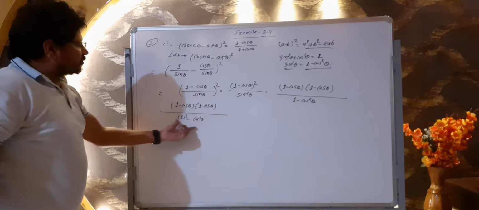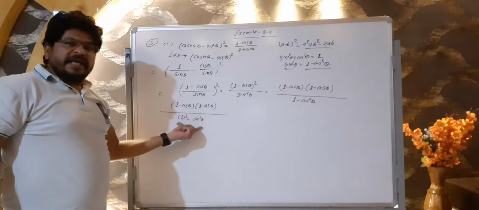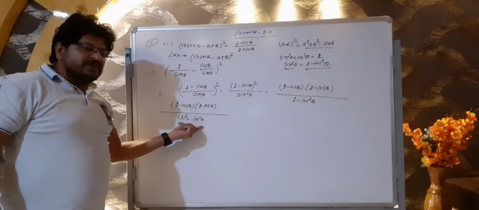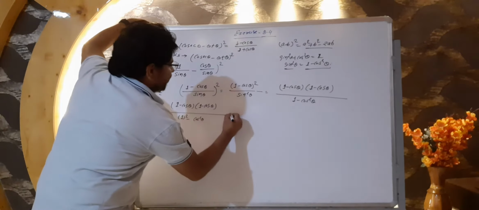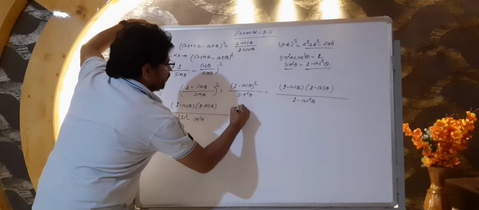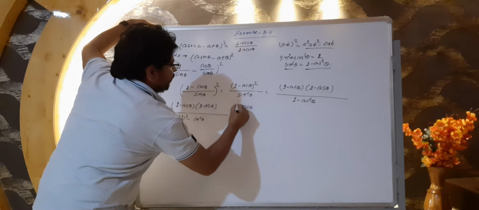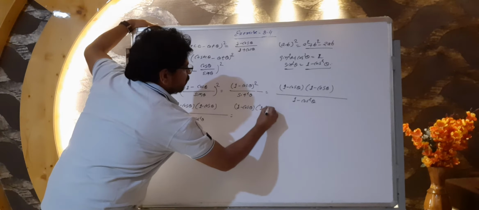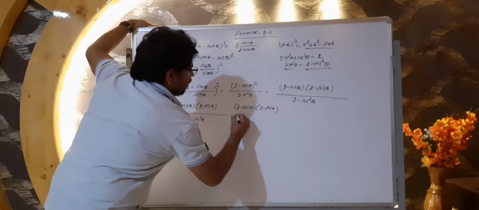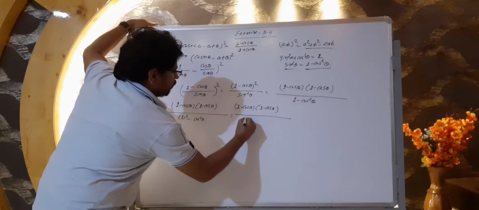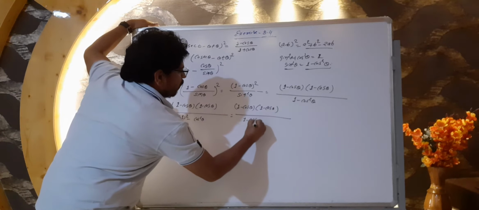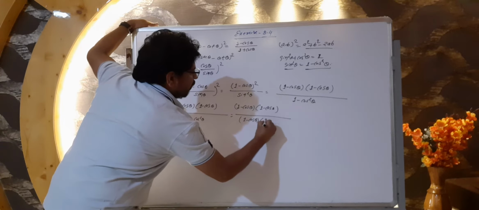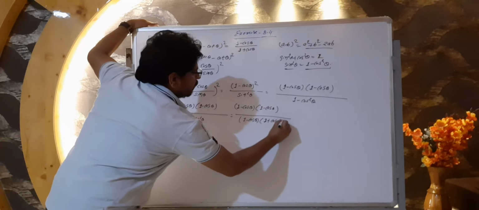It is the identity a square minus b square. Which identity? A square minus b square. It means a plus b and a minus b. So what would be our next step? Our next step, this upper side we are writing same 1 minus cos theta. Here also 1 minus cos theta, and here what we can write? 1 minus cos theta as well as 1 plus cos theta.